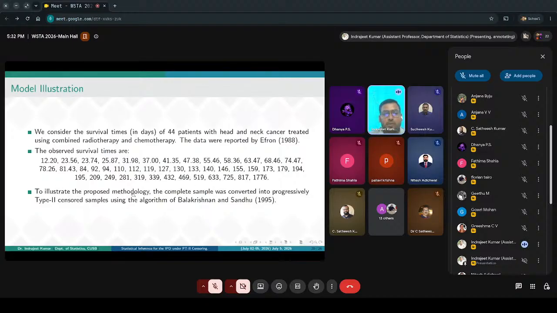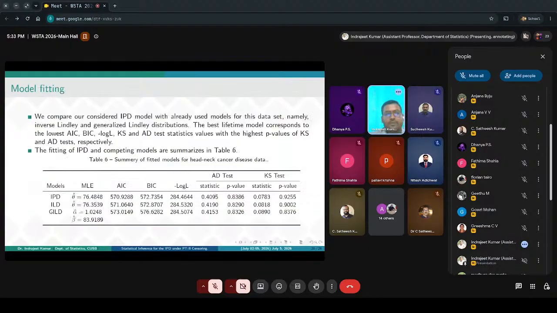To illustrate the proposed methodology, the complete sample was converted into a progressive type 2 censored sample using the algorithm given by Balakrishnan and Sandhu in 1995. So this data has been transformed into progressive type 2 censored data, and then the similar estimation methods as in the simulation have been applied to this data set.